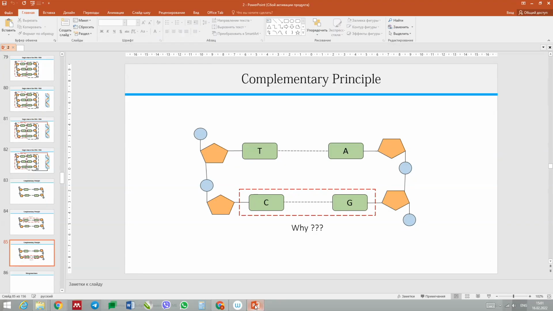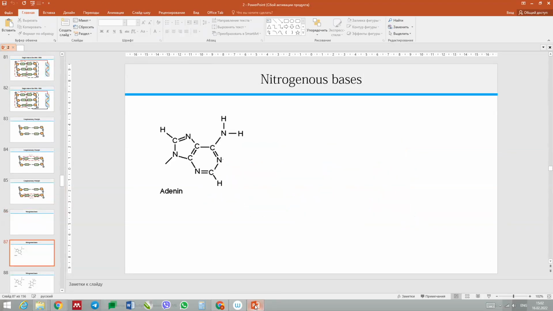I would not ask you to remember this structure in detail, but I want to show you this chemical structure because this will be a very important illustration of the mechanisms why, for example, cytosine is able to connect with guanine, but not with something else.